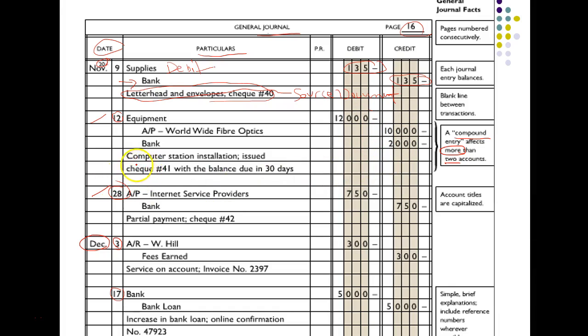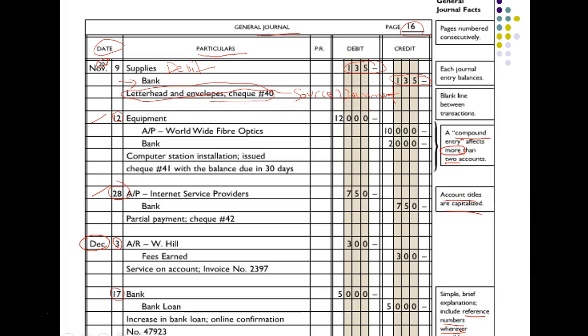And here again, we've got a short explanation: computer station installations, issued check 41 with a balance due in 30 days. And then we skip a line and so on. And so we're going to record the transactions in date order. The other thing too here, notice that account titles are capitalized, and a simple and brief explanation is included with a reference number wherever possible.